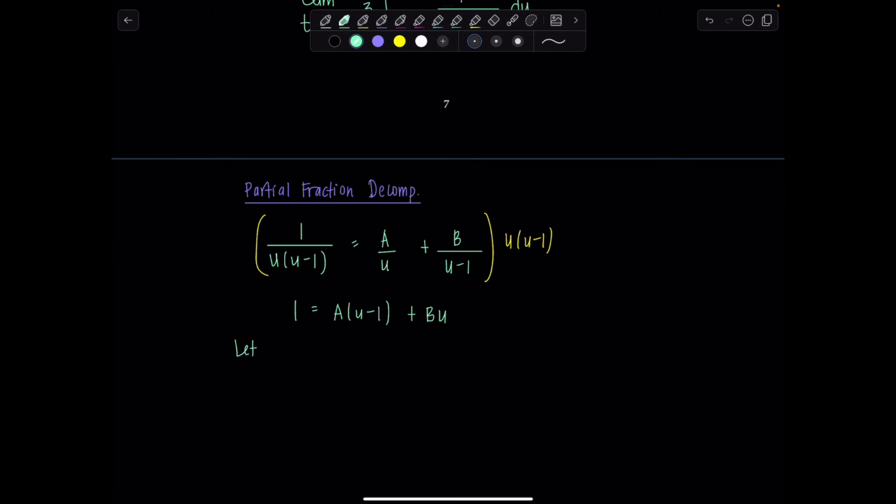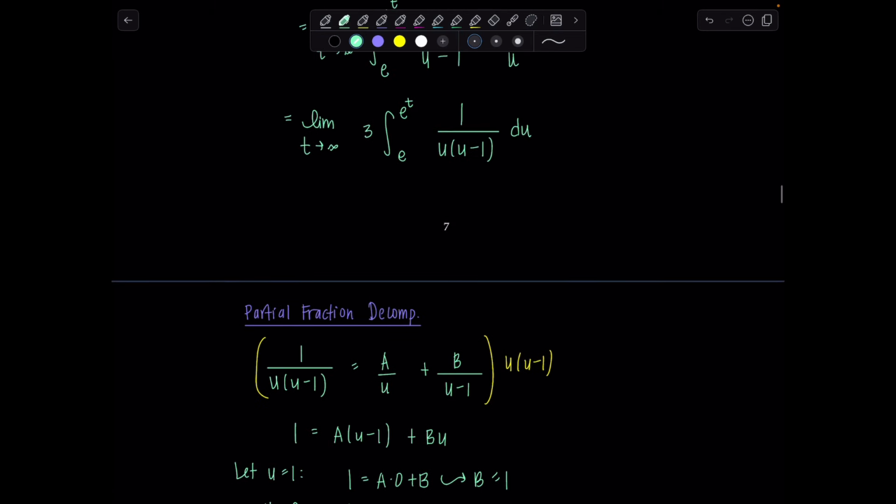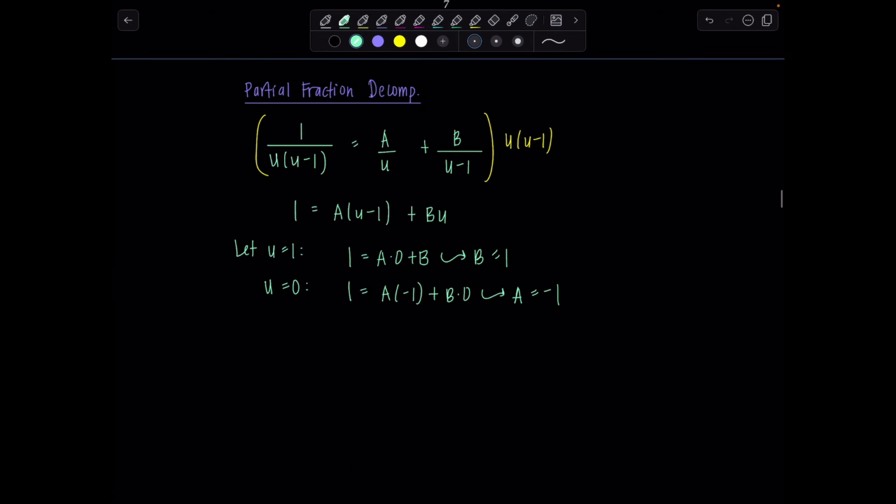Let me let u equal 1. Then I have 1 equals A times 0 plus B, so B is 1. And then let me let u equal 0. Then 1 equals A times negative 1 plus B times 0, so A is negative 1. Good? So now let's rewrite this integral using the decomposition.